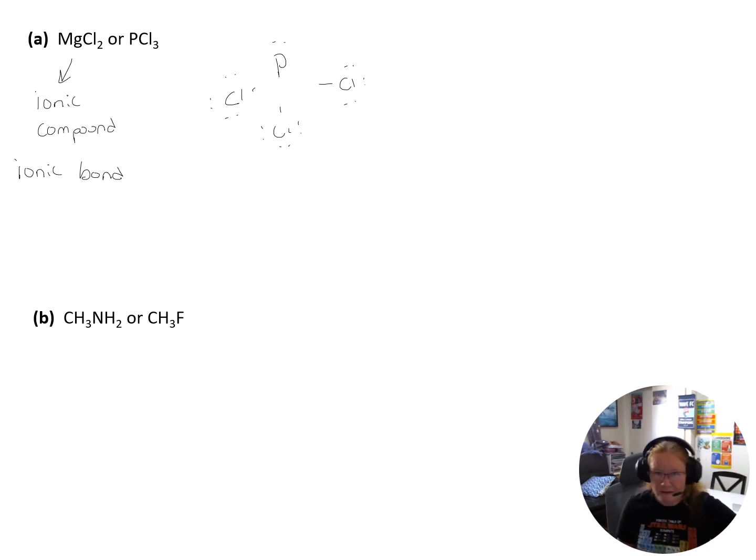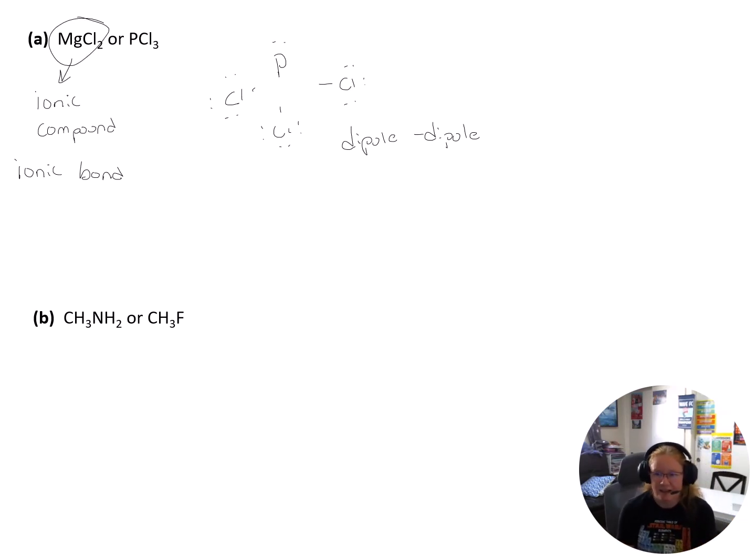Okay, so does it have dispersion forces? Yes, it does. Is it polar? Yes. So does it have dipole-dipole? Yes. Any hydrogen bonding? No. So dipole-dipole is going to be your strongest force there. So which one's going to have the higher boiling point? The one with the ionic bond, the intramolecular force, or the one with the dipole-dipole force? Well, obviously this one.